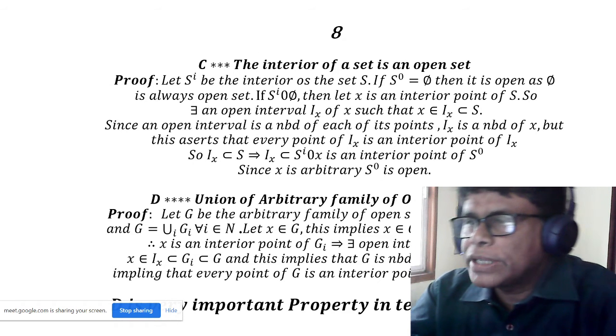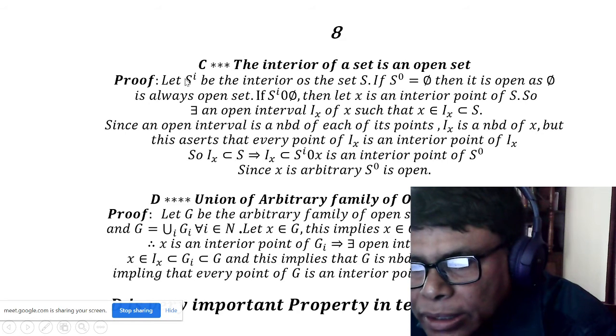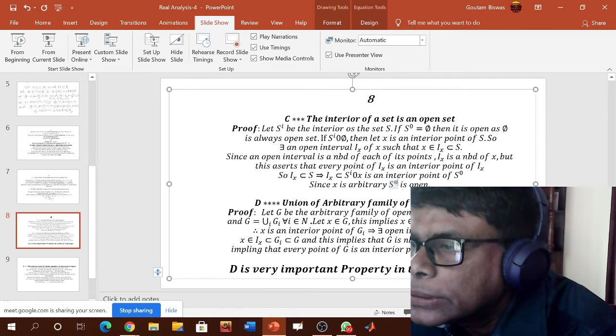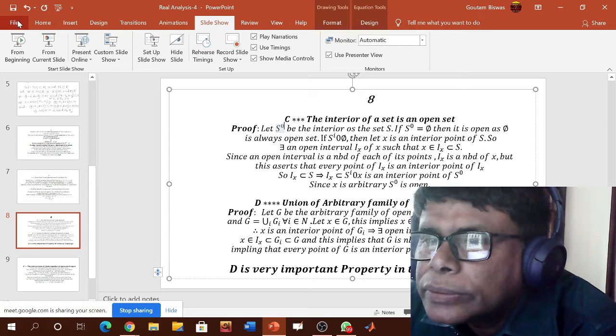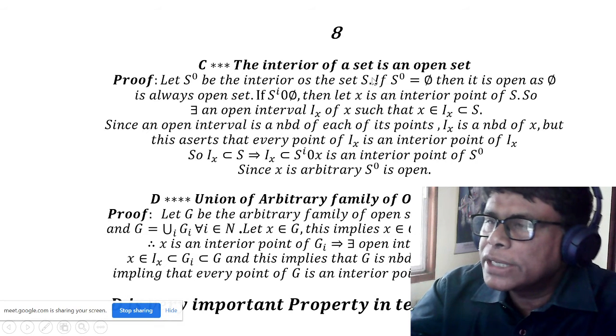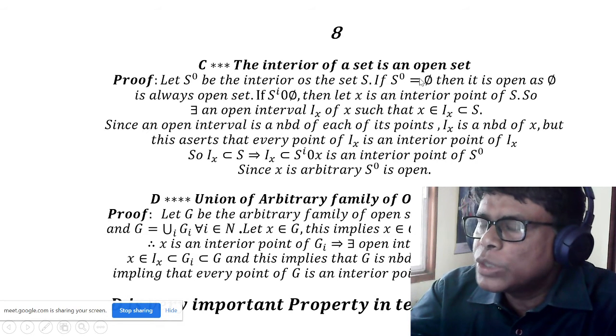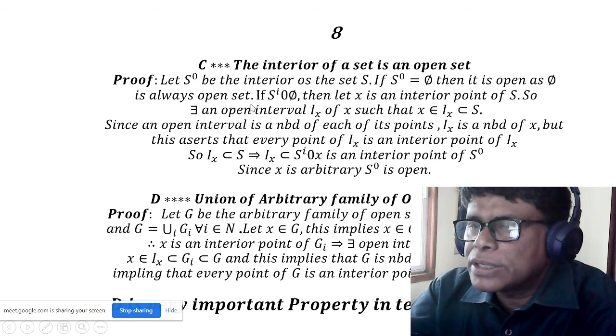Now, interior of a set. Let S0 be the interior of the set S. Now if S0 is equal to phi, then it is open, because for obvious reasons the empty set is always an open set.